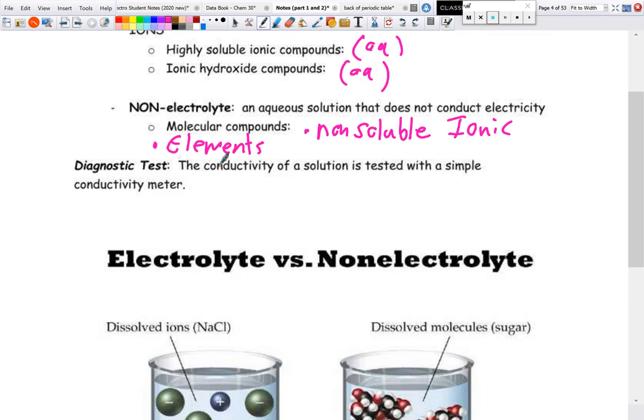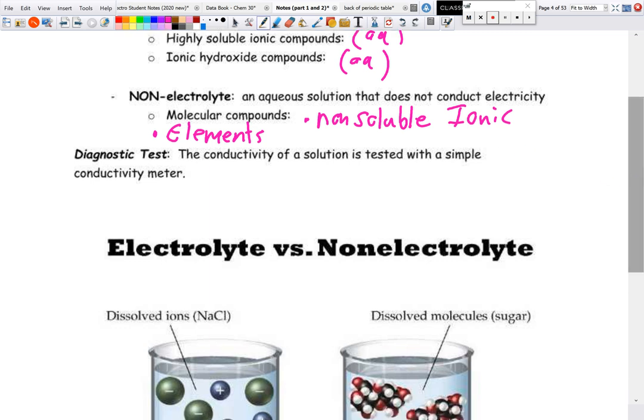Now, I'm tossing the elements and non-soluble ionic compounds into the non-electrolytes as well because, first of all, they won't make solutions. Elements aren't going to dissolve. They're just going to stay as elements, so it won't conduct electricity. The water won't anyway, and same thing with our non-soluble ionic compounds. We're not releasing ions in solution. It's just not going to do anything. And we can test for conductivity by using something called a conductivity meter.